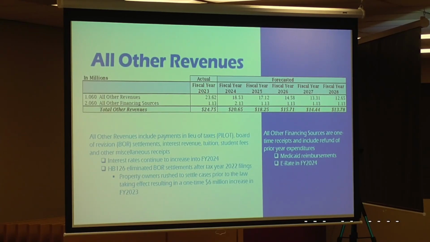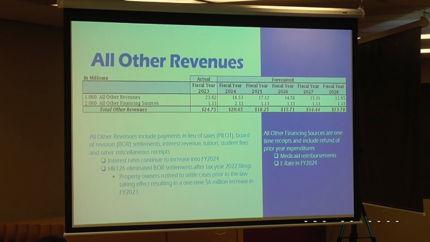Looking at all other receipts, these include payment in lieu of taxes, the Board of Revision settlements that we talked about, interest revenue, tuition from other districts for court-placed students and students who are residing in our district for whatever reason, student fees, and other miscellaneous receipts. The PILOT revenue will decrease as tax abatements roll off and those values are added to the tax base. Interest rates, as I've mentioned, have increased over the years, and we are projecting those to begin dropping again in fiscal year 25. House Bill 126 eliminated the Board of Revision settlements after the one-time increase we saw.